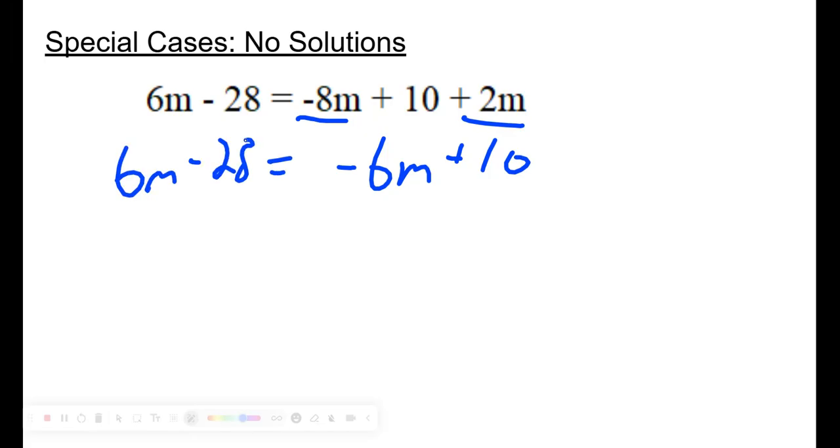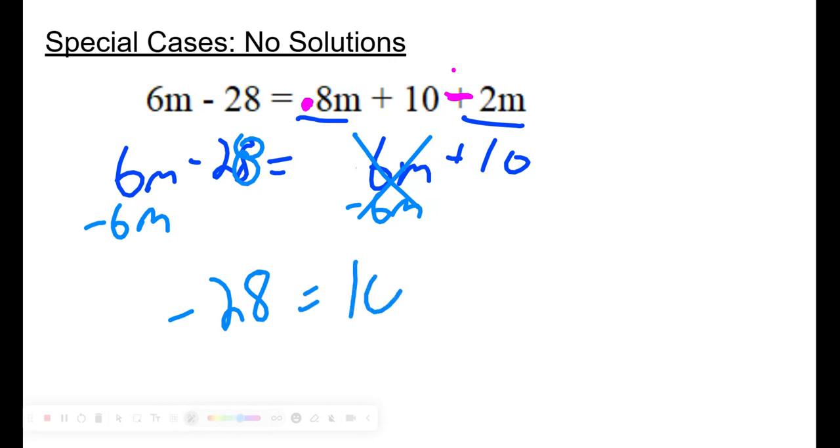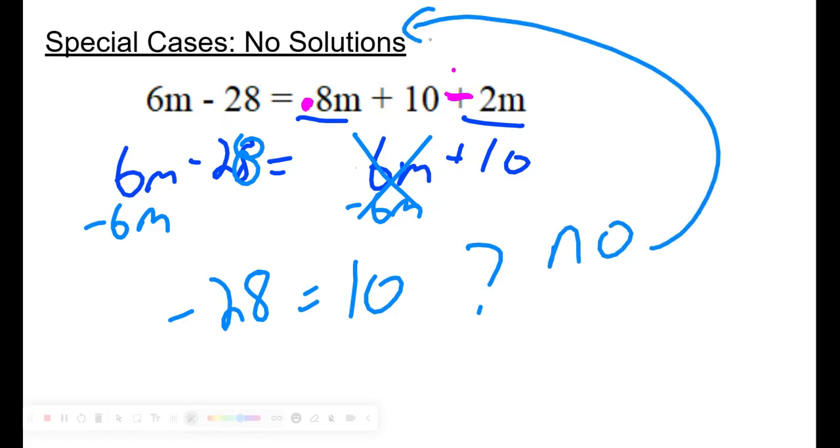I did not write that correctly. Pause for a sec. A little bit of a typo there. This 8 should be positive. This 2 should be negative. 6m minus 28 equals 6m plus 10. Let's eliminate one of the variables from one side. We're left with negative 28 equals 10. Does negative 28 equal 10? The answer is no. Therefore, it is no solution. Sorry about that typo there.